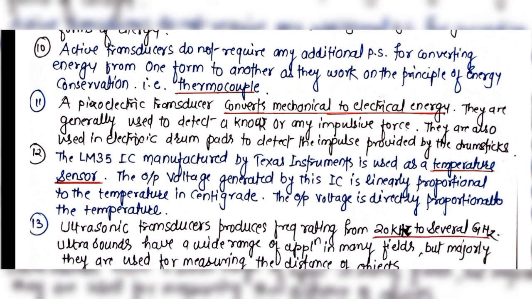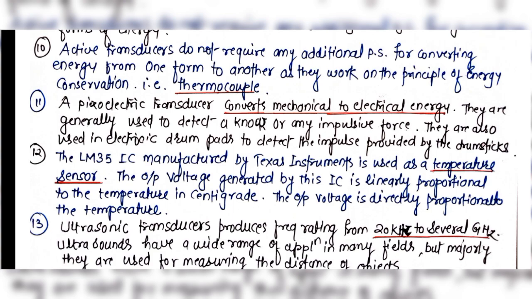The LM35 IC manufactured by Texas Instruments is used as a temperature sensor. The output voltage generated by these ICs is linearly proportional to the temperature in centigrade. The output voltage is directly proportional to the temperature.